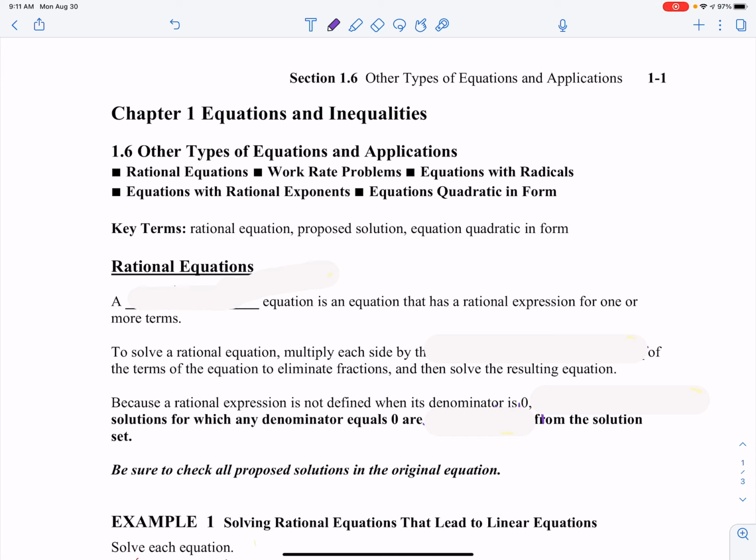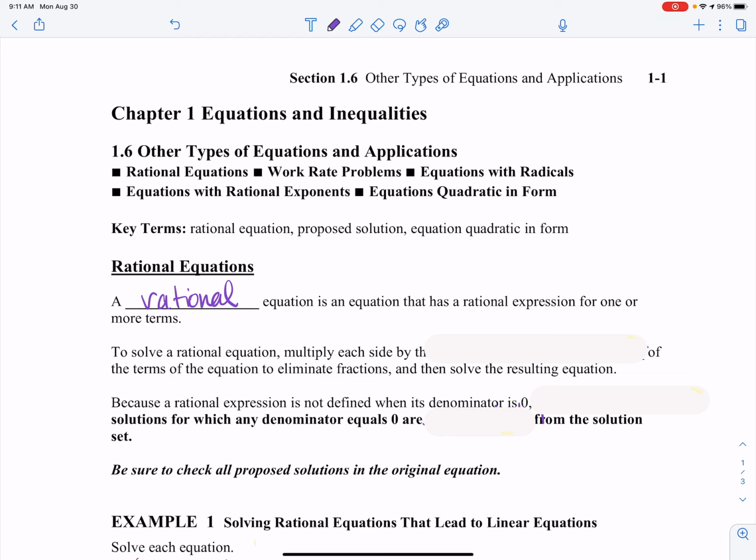So this is going to be a video on section 1.6 where we're going to be dealing with rational equations. Notice here, first of all, that a rational equation is an equation that has a rational expression. That's just code for it's got fractions in it.